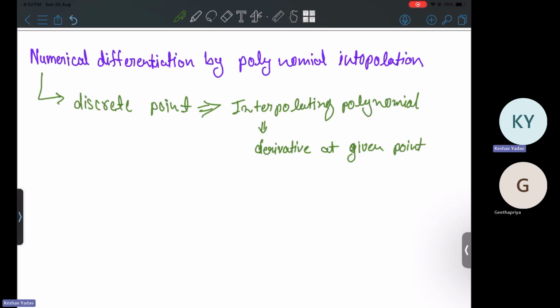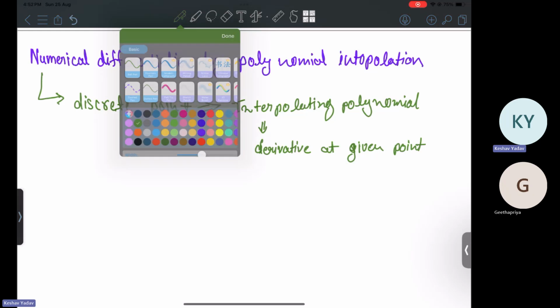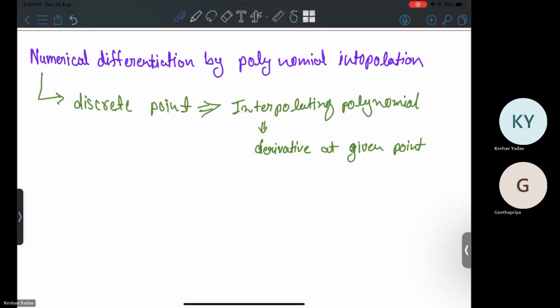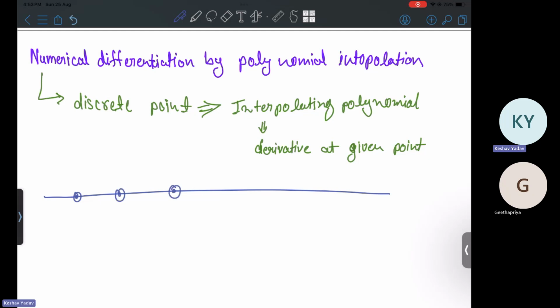This can be useful where we have some discrete points, and we know the function value, but we want to find the derivative somewhere in between, where we do not know the function value. In that case, first we find the interpolating polynomial, then we find the derivative directly. Clear?